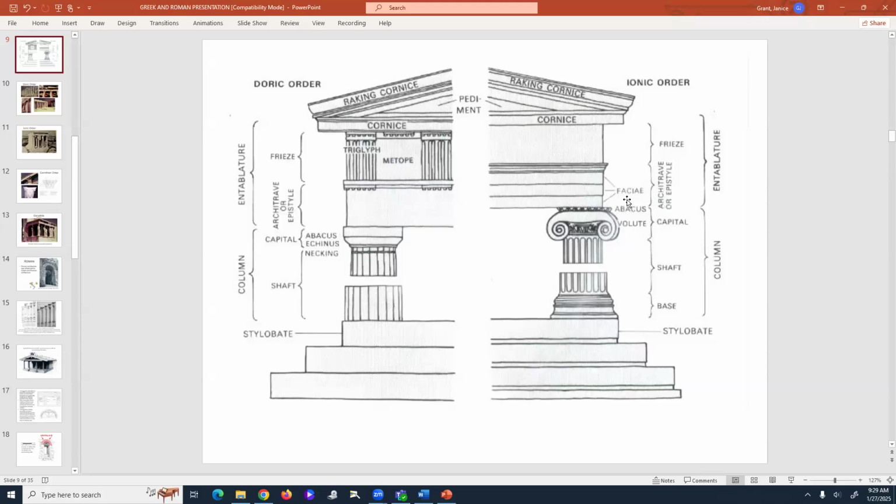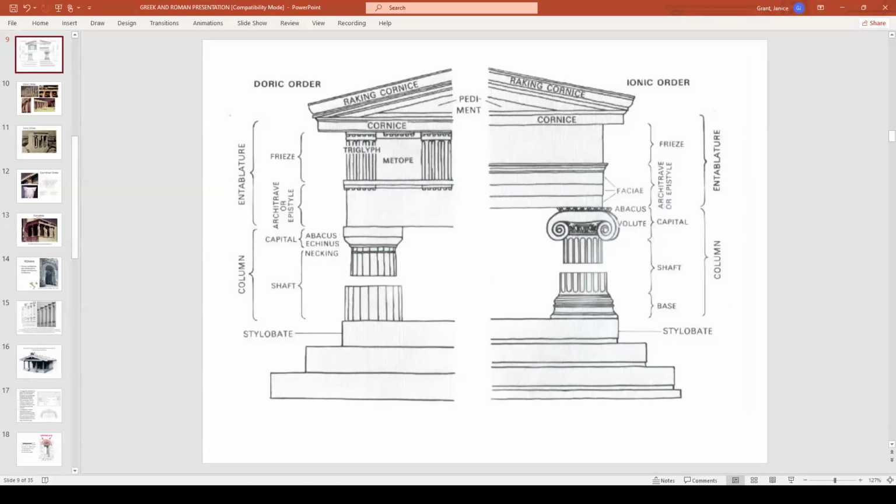And then on the right-hand side, the Ionic order has these kind of scrolls. They're called volutes. You see these scrolls at the corners, and that's the Ionic. Plus, it not only had the shaft, it was actually more indented with these flutes. But we see a base as well here.